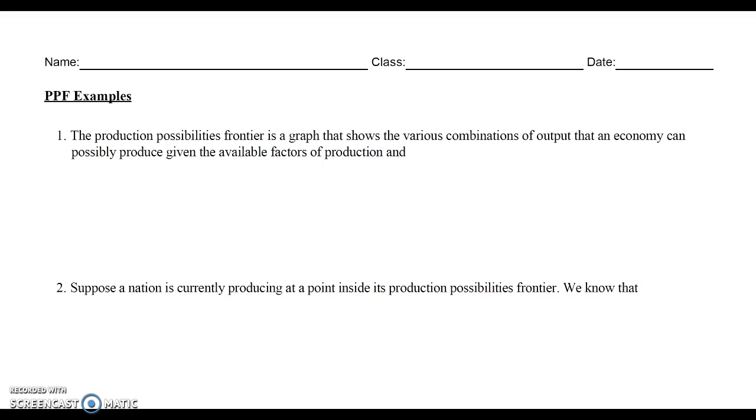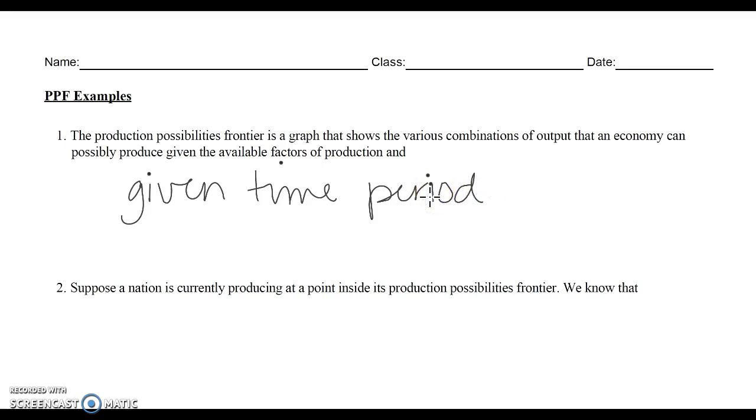The first question says the production possibilities frontier is a graph that shows the various combinations of output that an economy can possibly produce given the available factors of production and. So when you're looking at a production possibilities frontier, you're looking at what you have available as far as resources go, and that's your factors of production. But you also have a given time. So let's say you're looking at a period of 1 year. So that would be what you could do in a 1-year period.